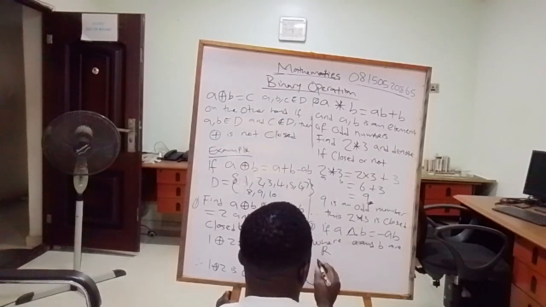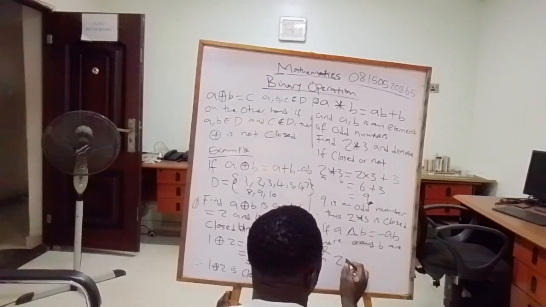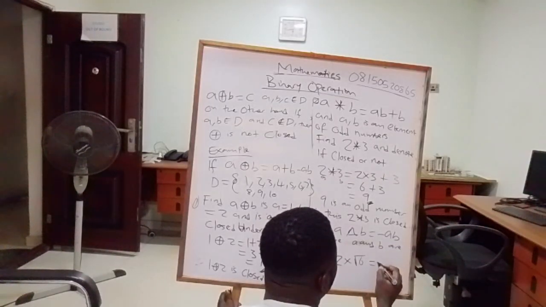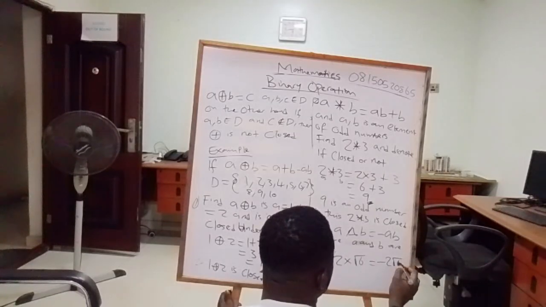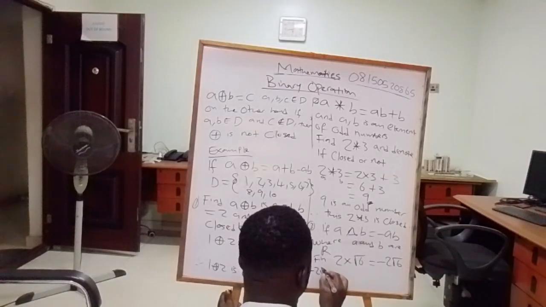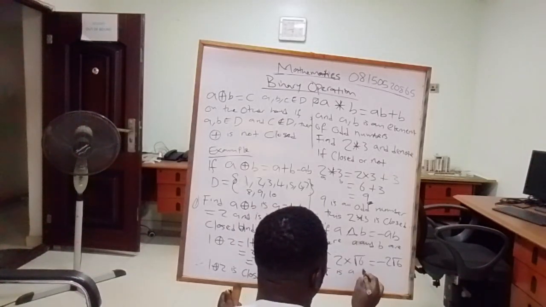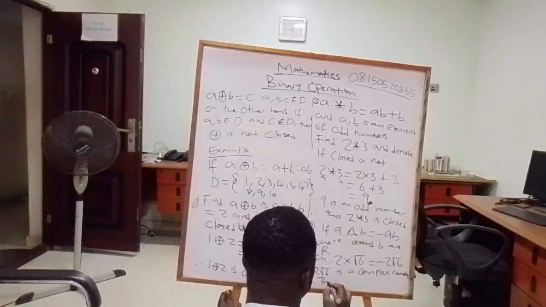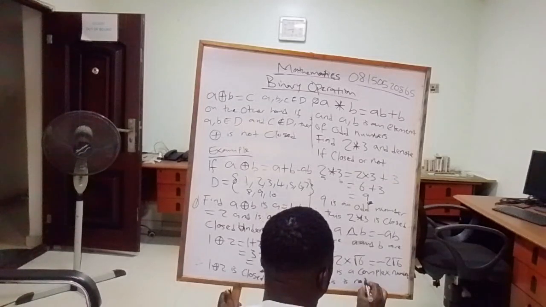They now say find 2 operation root 6. If you find 2 operation root 6 following minus root AB, that will give you minus 2 root 6. If you check, minus 2 root 6 is not a real number. So this minus 2 root 6 is a complex number. Therefore, this is not closed.